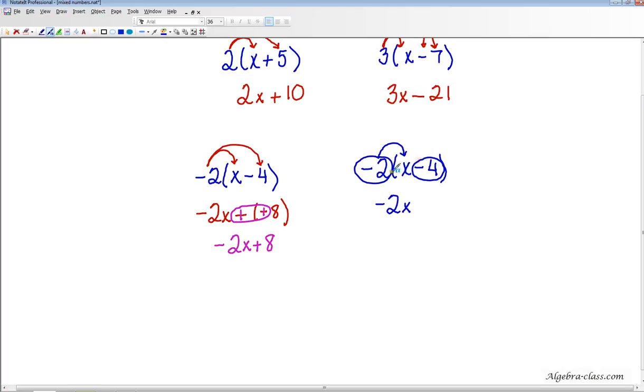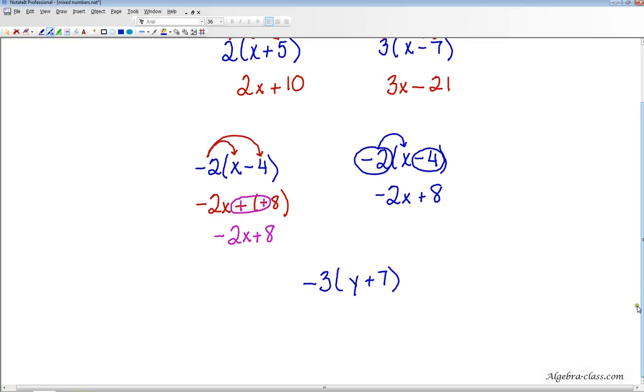We're going to take the sign in front of each term. So negative 2 times negative 4 is positive 8 because negative times negative is positive. And then I'm just going to go ahead and write the plus 8. That helps to eliminate the double sign and losing a sign when you're using the distributive property. So I'll do one more example for you because I just want to make sure that you've got this. And I'm going to do y plus 7 here. So negative 3 times the quantity y plus 7.